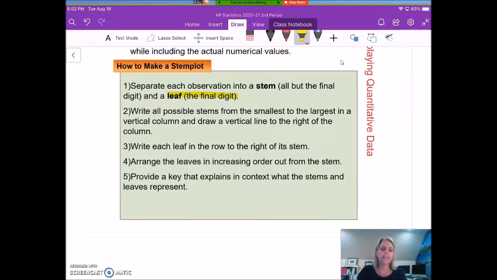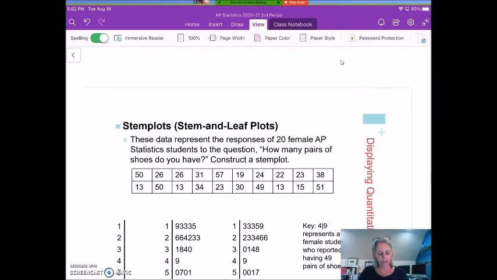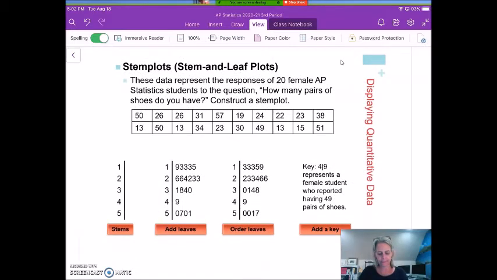And then you also need a key or a legend that goes along with your stem plot so that somebody can look at your graph and understand exactly what it means. So you can follow the directions in your textbook, and then I've also put additional notes there.